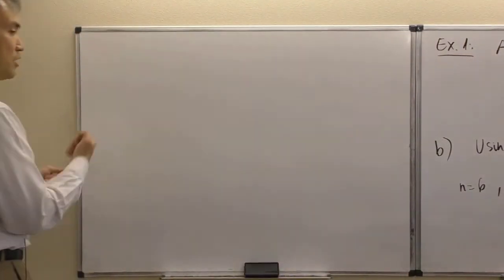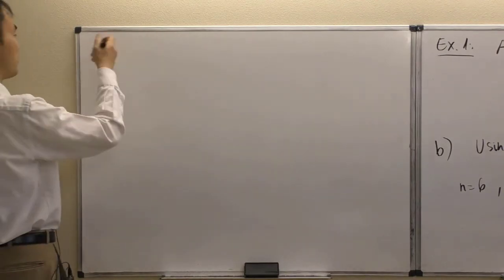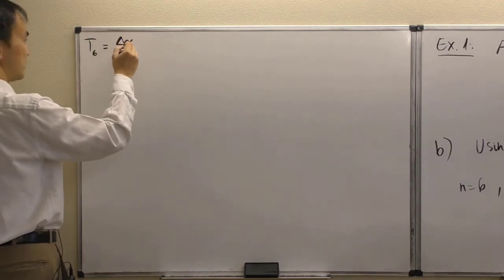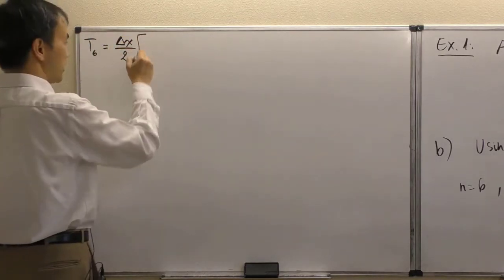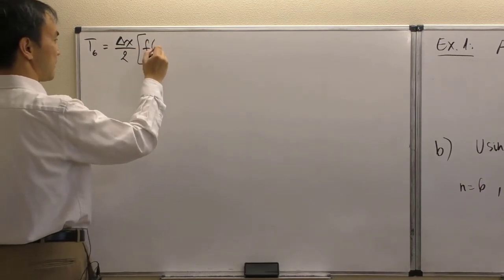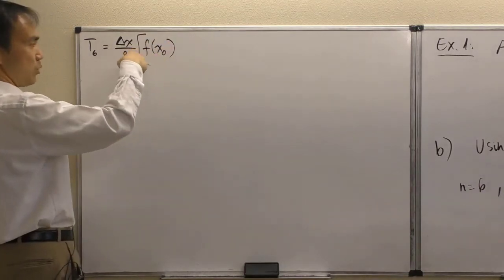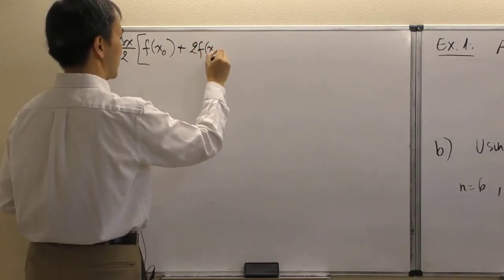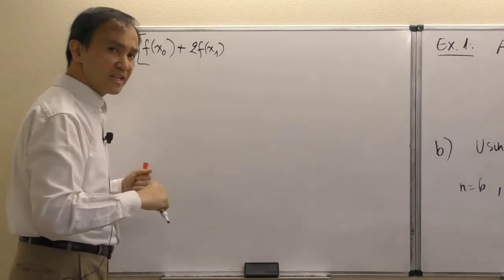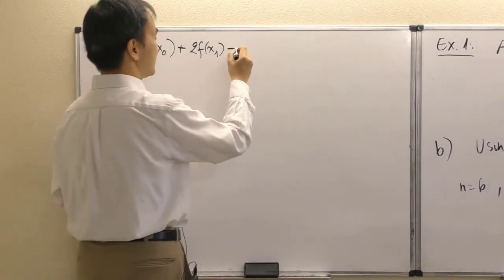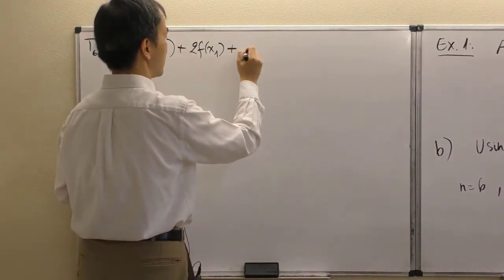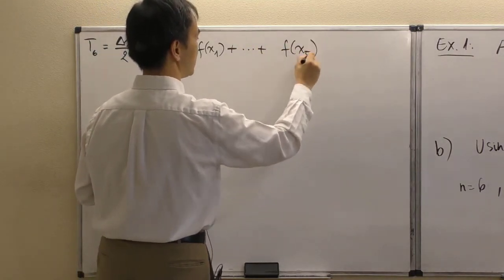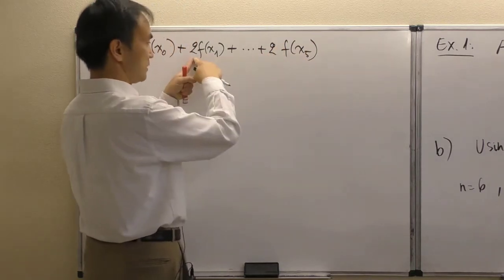All right, so now let me quickly write down the formula for T6 right here. So T6 is going to be, again, delta x over 2. And I'm going to open a square bracket, f of x0 with coefficient 1. So 1 times f of x0 plus 2 times f of x1. So anything starting with f of x1 all the way to f of x n minus 1, which in this case goes up to f of x5 here, those are all with coefficient 2.